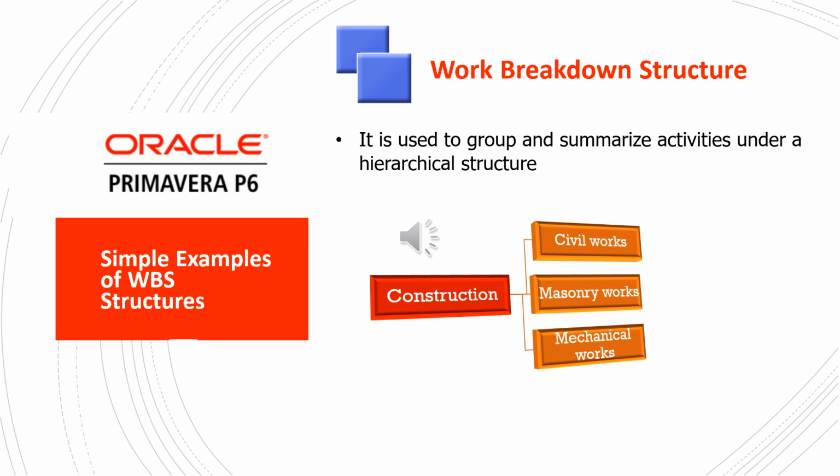Work breakdown structure. It is used to group and summarize activities under a hierarchical structure. Simple examples of WBS structures: construction, under construction, civil works, masonry works, mechanical works.